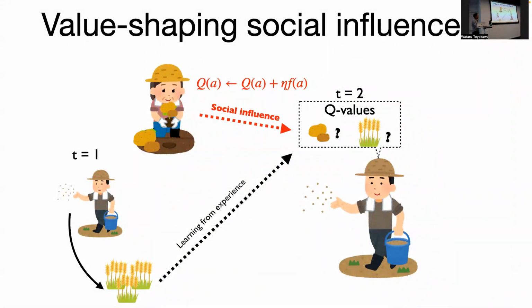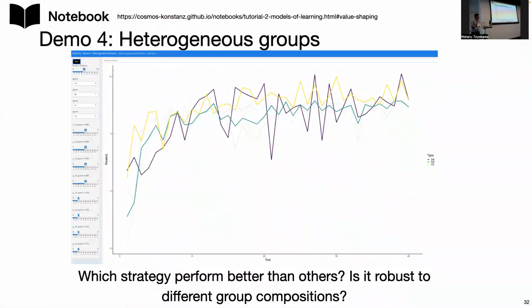We might have a very simple social value update called value shaping, where our Q values are updated based on the frequency of people who choose that action times some kind of social bonus eta, right? So the more people that choose it, the higher we're going to inflate our value of it. Many people are choosing it, it must be quite good, right? And so this is a value bonus here. So with the code notebook, in our demo number 4, we have some simulations with heterogeneous groups of agents. Now you can select agents to be individual learners, decision biases, value shapers, and you can tweak all the parameters and see which strategy performs better than others.